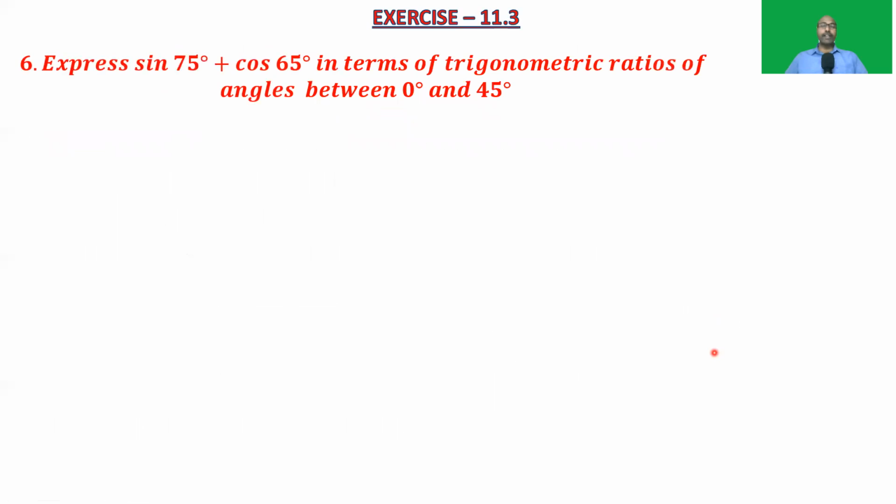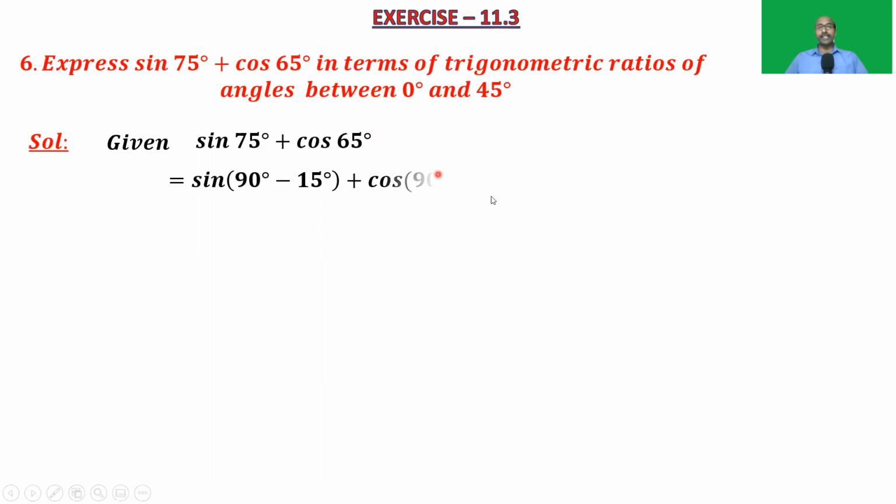And the next problem is, express sine 75 degrees plus cos 65 degrees in terms of trigonometric ratios of angles between 0 degrees and 45 degrees. So take the given one, sine 75 degrees plus cos 65 degrees. If we have to change the values into angles between 0 degrees and 45 degrees, we can write it as 90 degrees minus 15 degrees, and this one as 90 degrees minus 25 degrees, like this.